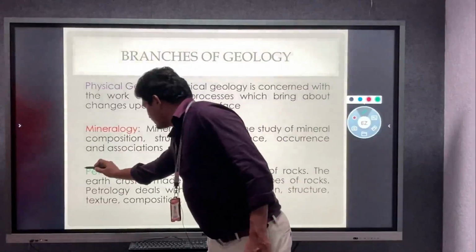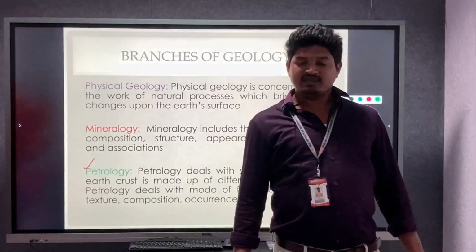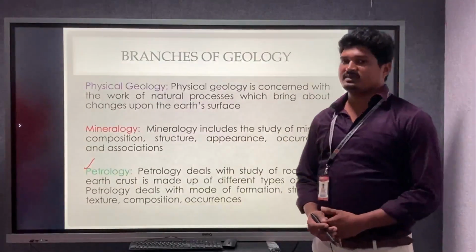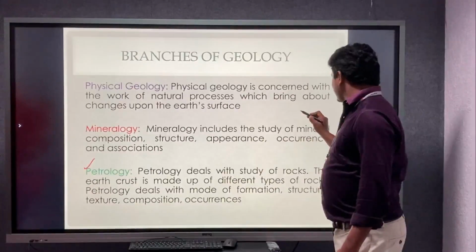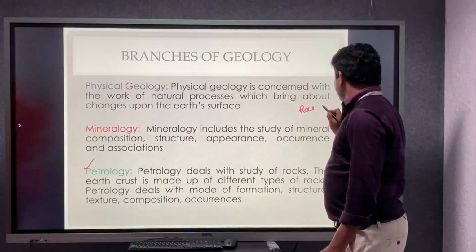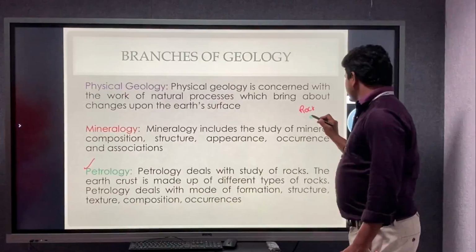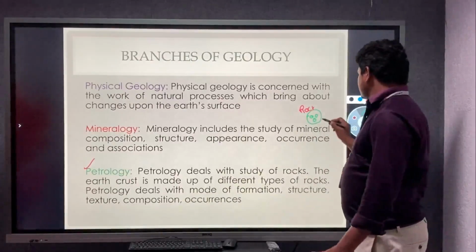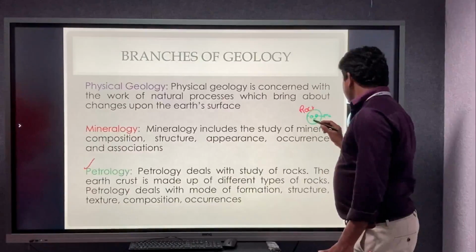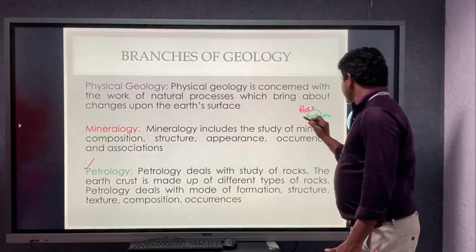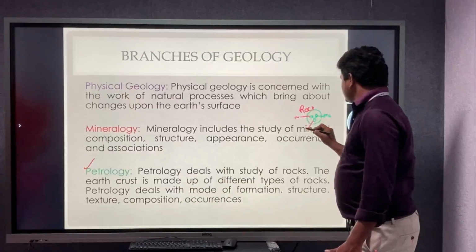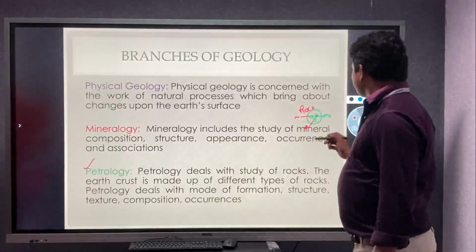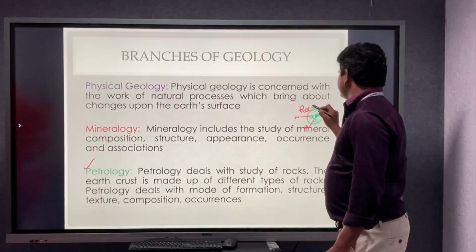Now coming to petrology. Petrology means the study of different types of rocks in the earth crust. When you call something a rock, two or three minerals are associated with that one particular rock. This is one mineral, this is another mineral, and this is another mineral. So the combination of minerals we call a rock.